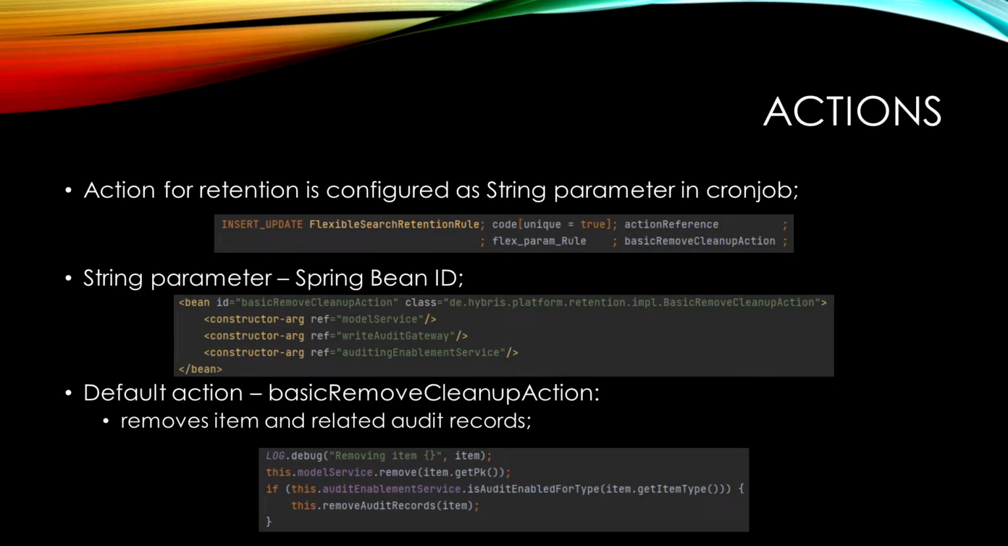Retention actions are configured as string parameter in a cron job. Out of the box provides basic remove cleanup action that removes item and related audit records.